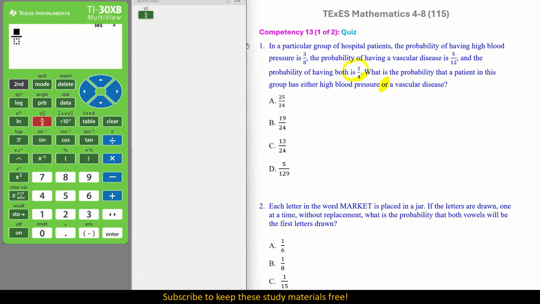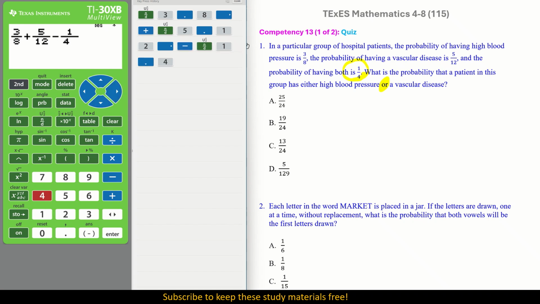We have a fraction, so we're going to say 3/8. Then we add it to the next 5/12. So we're adding the high blood pressure and the vascular disease, those fractions that are given. So let's add that. Okay, then 5 out of the 12. Now that's one or the other, but we have to subtract out where they would both occur. Okay, so subtract, and that is 1 out of 4.